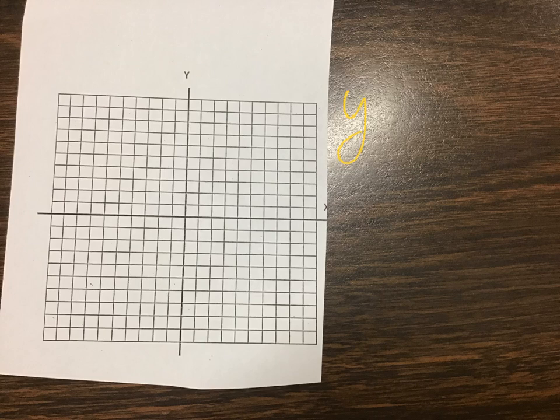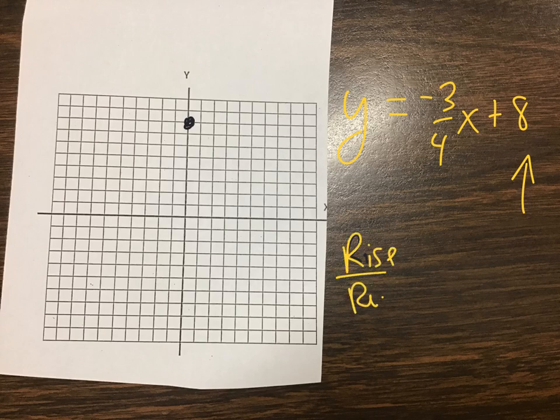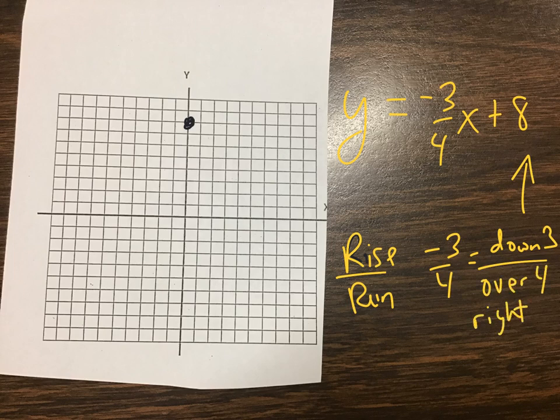Look, next one. So here we go. Let's say I got y equals -3/4 x plus 8. Well, my y-intercept is right there, right? So I'm going to start at 8. Now this time, my rise over my run is -3/4. So since it's negative, I'm going to go down 3, and I'm going to go over 4. Even if I go down, I still got to go to the right.